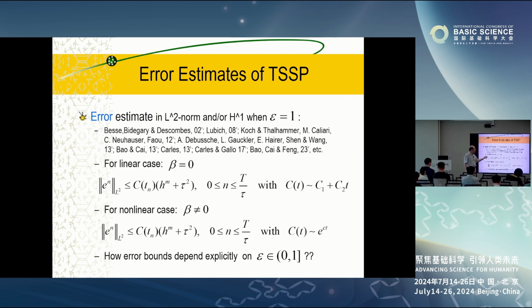Here the error depends on the mesh size, tau, and the length of the time interval t, and this C of t grows linearly with t. In some sense, if I do long-term computation for this problem and refine my mesh size or time step by half, I can compute 4 times longer, since tau squared, with the same given tolerance, since here C of t is linear.